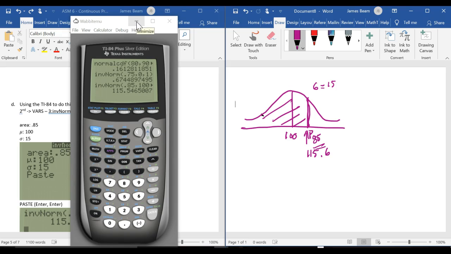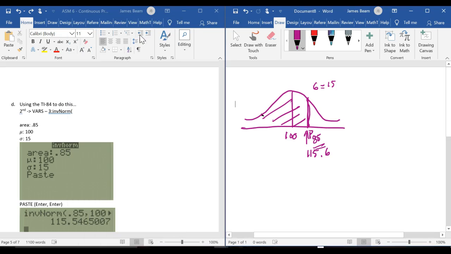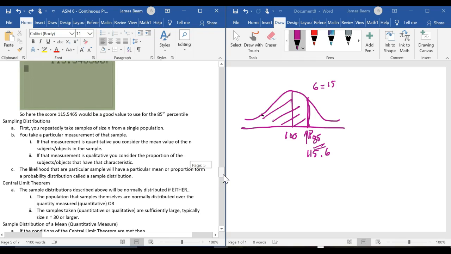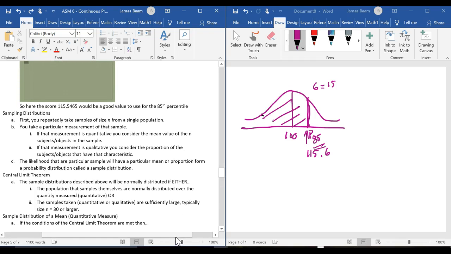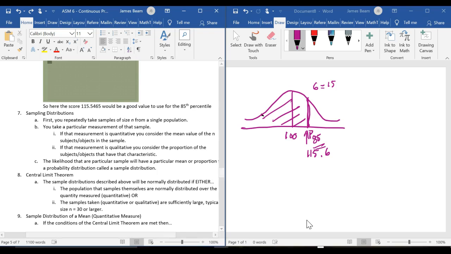So there you go, inverting the norm with a non-standard normal curve. Not so bad. All right, this brings us to what is probably one of the more challenging ideas for students to get, which is sampling distributions.